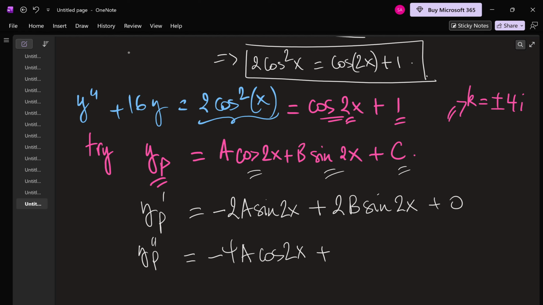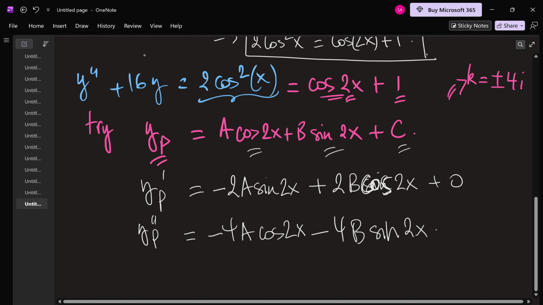Now yp double prime. So minus 2 times 2, it is minus 4a cos 2x plus sine, here I made a mistake. Sine would turn to be cos 2x. So it would become cos, again it will be minus sine. So let's delete this plus, it would be minus 4b, and we return again to sine 2x.